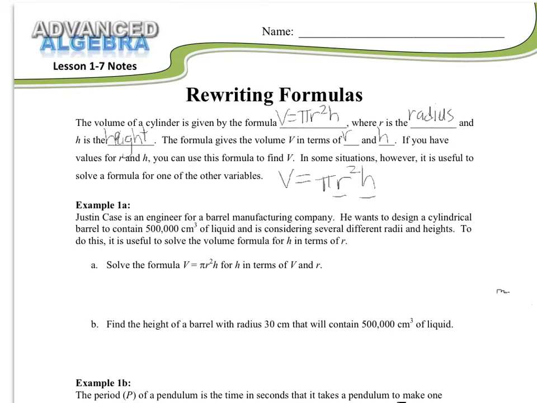However, it's useful to solve a formula for one of the other variables. So we can rearrange this to solve maybe for r, the radius, instead of the volume, or the height instead of the radius or the volume. And we're going to do that in example 1a.